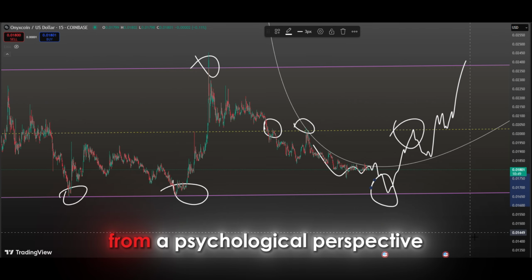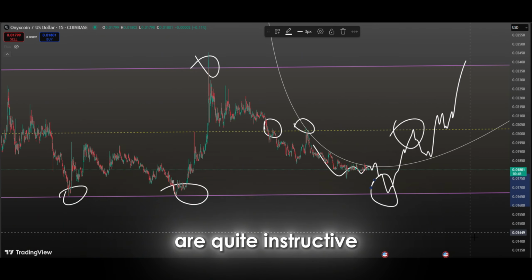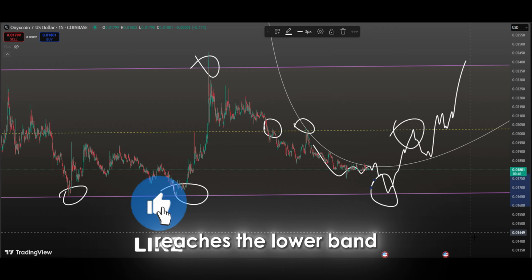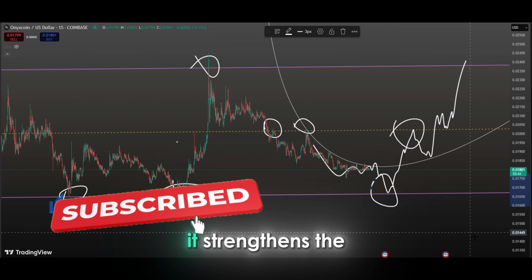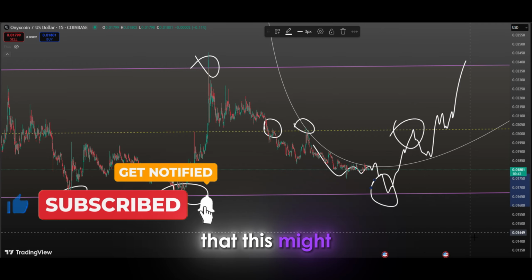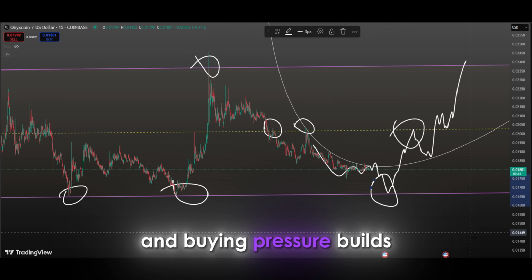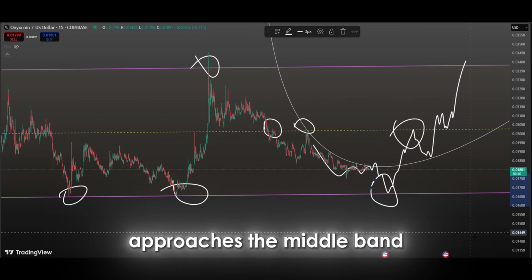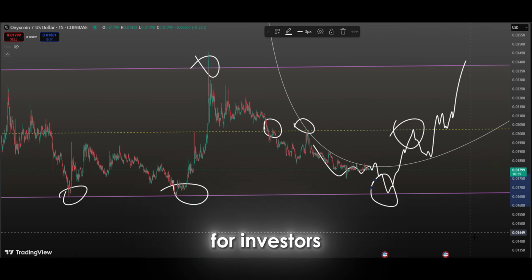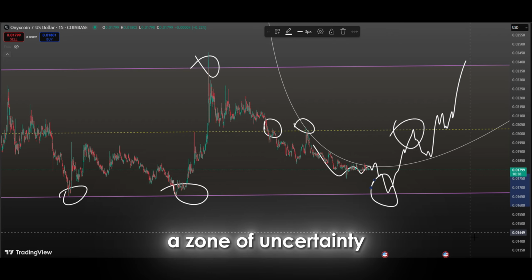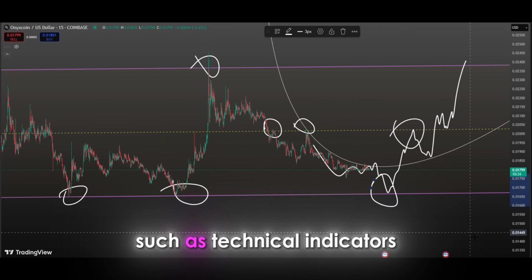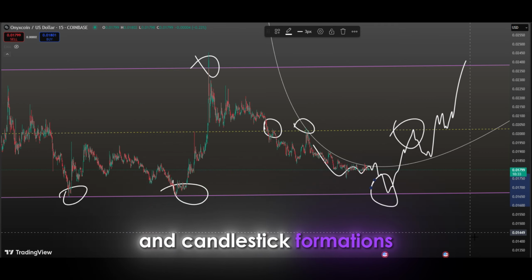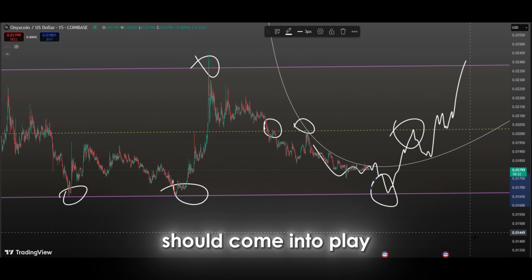From a psychological perspective, these channel formations are quite instructive. If the price reaches the lower band, especially if it has previously reacted from this area, it strengthens the perception among investors that this might be the bottom, and buying pressure builds. When the price approaches the middle band, it creates hesitation for investors, as this is a zone of uncertainty. Is a breakout coming, or will there be another rejection? At this point, additional confirming signals such as technical indicators, volume analysis, and candlestick formations should come into play.